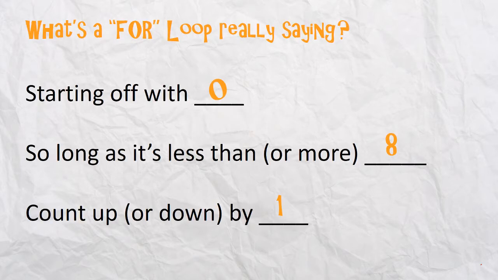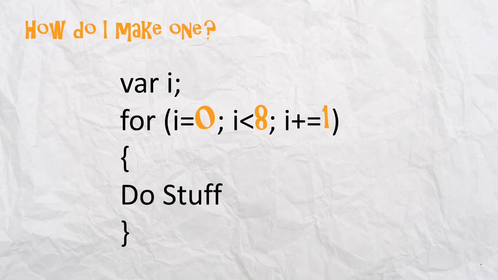What it's really saying is, starting off from whatever you tell it, 0, so long as we are less than, or more than, it doesn't have to be less than, say 8, go ahead and count up or count down or divide or whatever by whatever you tell it, 1. This is very typical to write it this way. Start off with 0. As long as we're less than 8, count up by 1. And that's what this loop says right there.